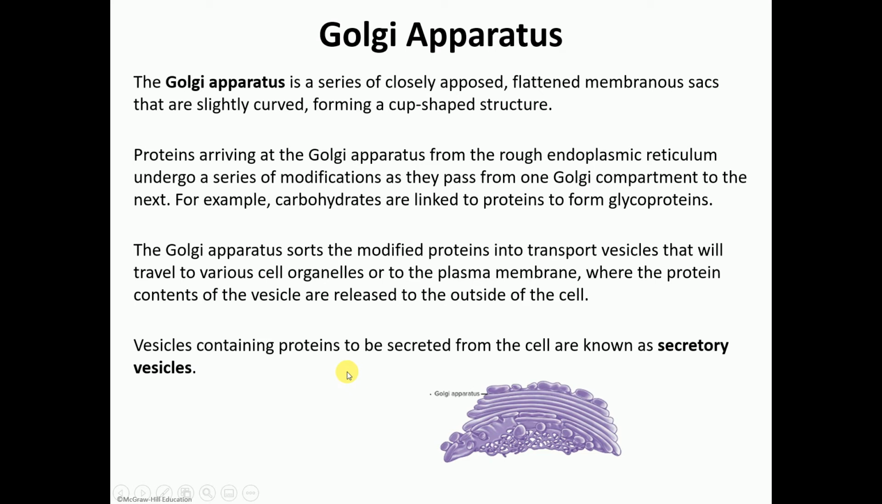The membrane of this vesicle is actually derived from the wall of the Golgi apparatus. So the Golgi apparatus sacrifices a little bit of its membrane to surround the protein that was made and then send it out to the cytosol and then maybe secrete it out of the cell.